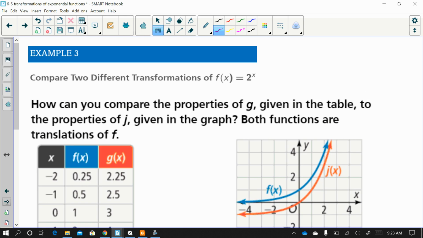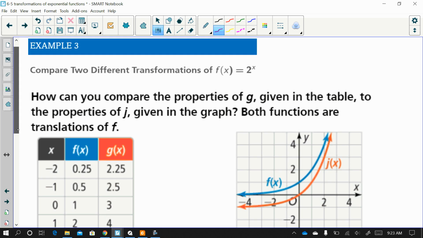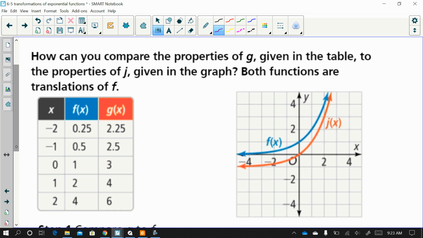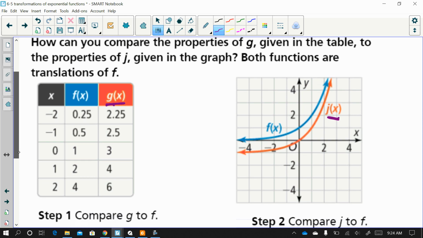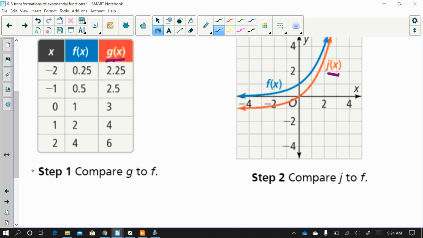Now let's look at 2 different transformations. So let's look at this example. How can I compare the properties of g, which are here, to the properties of j given in the graph? Both functions are translations of f. So we want to compare g to j. Let's compare g to f first. If I start at f, how do I get to g?